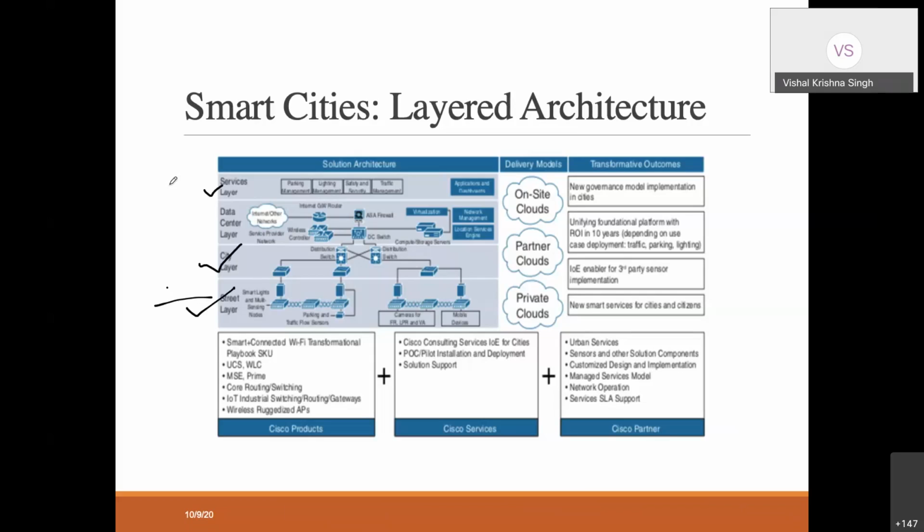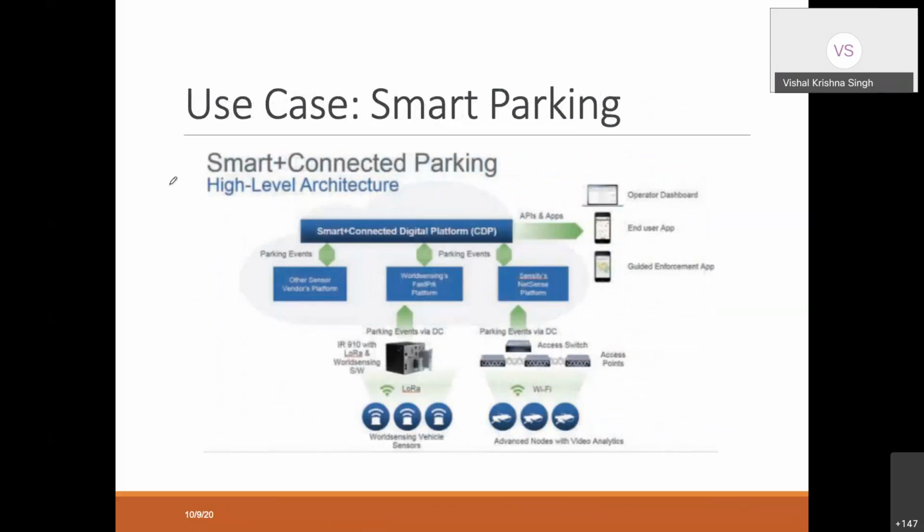Now, as I was discussing these four layers of the architecture, since I was talking about smart parking, I have also included the use case of smart parking over here, where you can see that this use case presents a clear picture. I'll not go into the details of the smart parking use case, but consider this a general description about smart parking: a variety of parking sensors are available in the market.